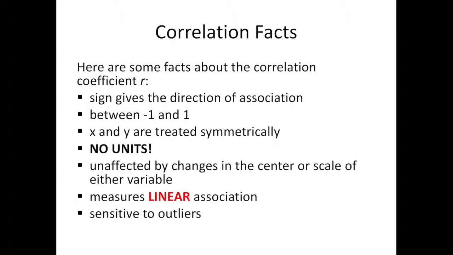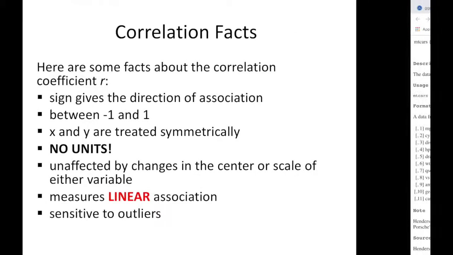And finally, it is sensitive to outliers. So we should be very aware if we see an outlier that either has a very large or small x coordinate compared to the rest of the data, or a very large or small y coordinate compared to the rest of the data, we should be very careful to investigate the true nature of that point and whether or not we want to include it. Occasionally we will actually calculate two correlation coefficients, one with the suspected outliers and one without the suspected outliers.